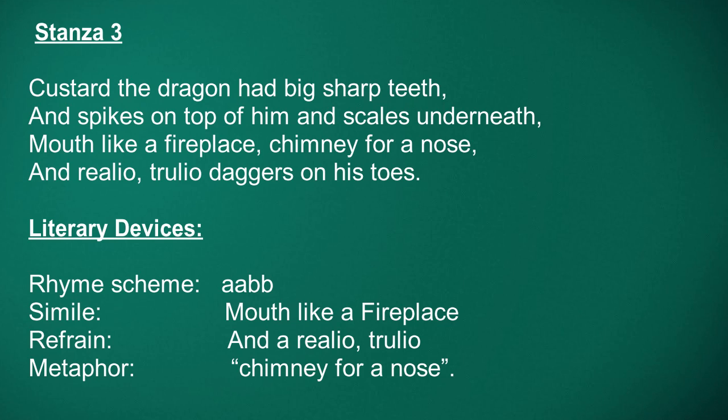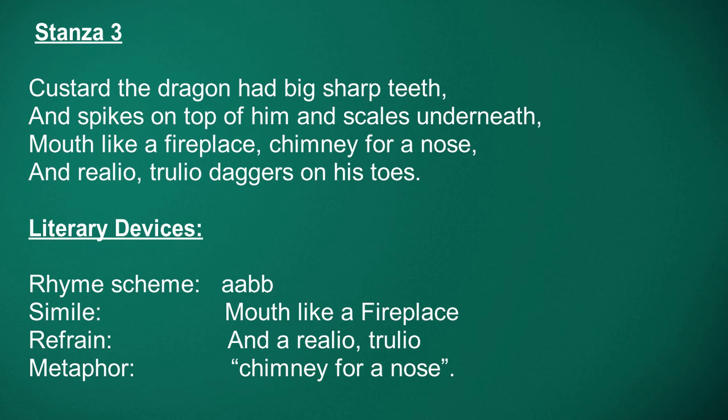In this stanza, the poet describes the dragon as having big sharp teeth and spikes on top. This means that its skin was pointed on the top. On the lower part, it had scales, which were bony plates to protect the skin. His mouth has been compared to a fireplace because it is assumed that dragons can release fire from the mouth. Even his nose is compared to a chimney, which is used to pass out smoke. His feet are like a sharp knife, that is, a dagger.